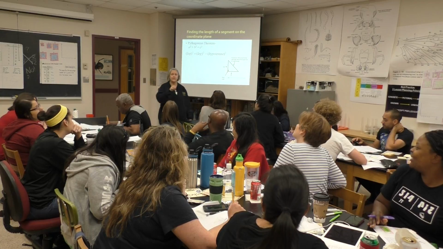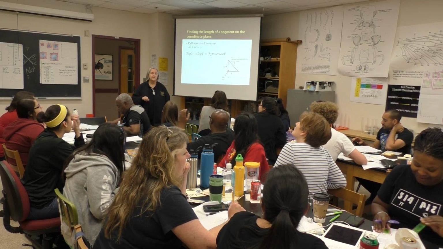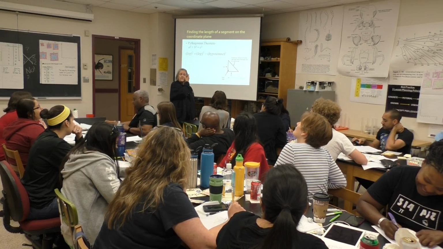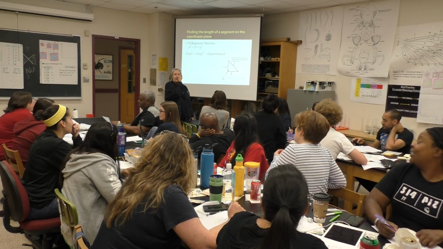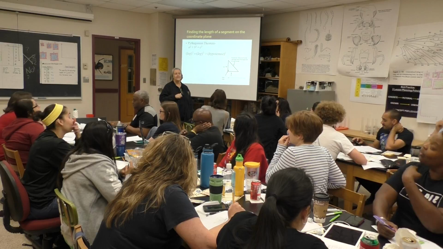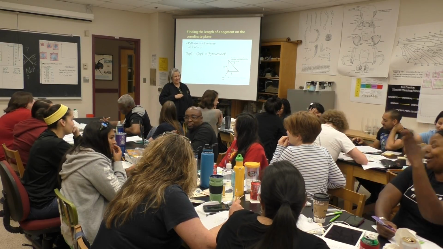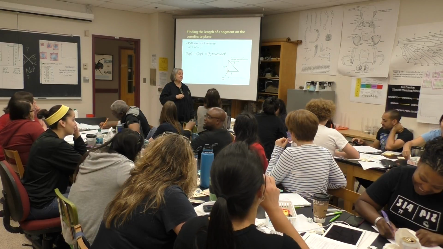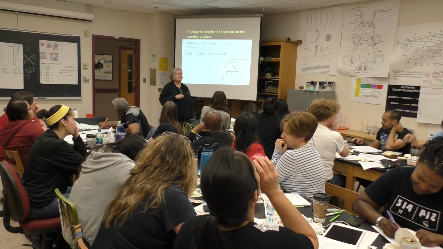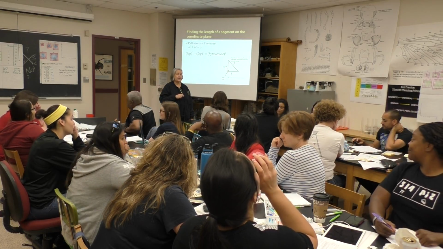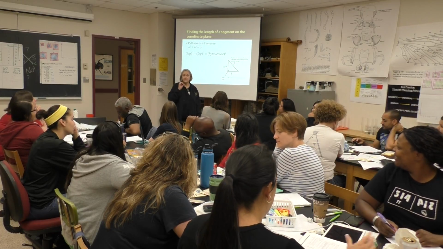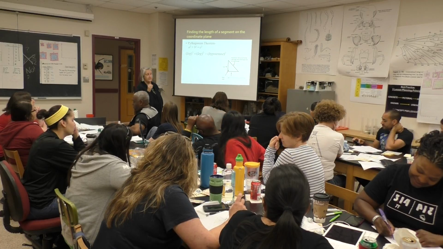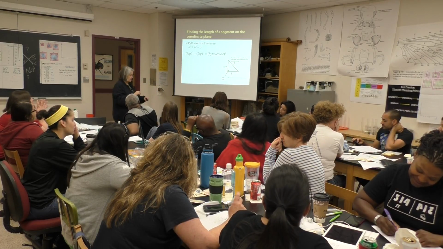Yes, Brandon? It's the longest side of a right triangle. He says it's the longest side. Is that right? Yes, it is. So the hypotenuse is always the longest side of a right triangle, but the best way to find it is opposite the right angle.